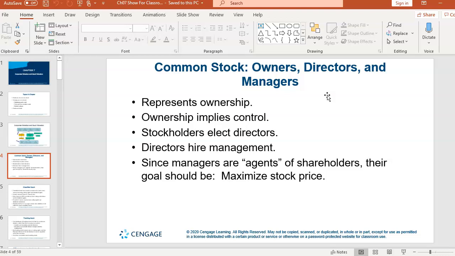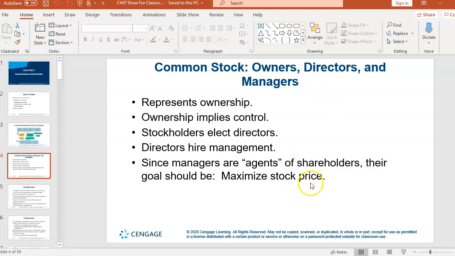Instead, you have the right to vote for the board of directors. The board of directors is acting as your proxy or as your agent to represent your best interest as a stockholder, to make sure that management is doing what they're supposed to do to make the company profitable, and to hold upper management accountable for making good decisions. So managers are agents of shareholders, and basically they have to work through the board of directors.